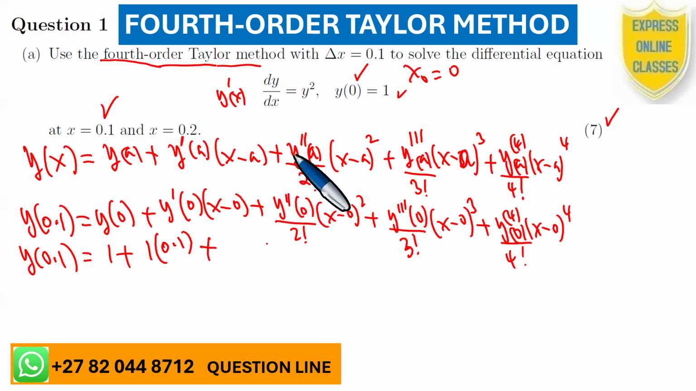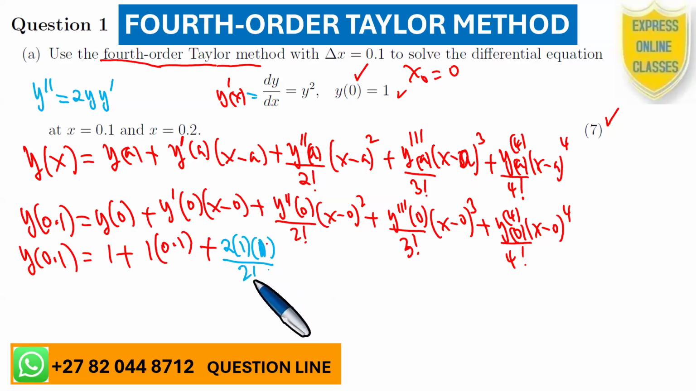Now you're going to have y double primed. Y double primed means that we're just practicing with this one. It's not a very difficult one, but it's for mastery of this. So y primed is this. So for y double primed, you find the derivative of this, which is 2y y primed. So y double primed is going to be 2 times y0, which is 1, times y primed at 0, which is 1. You divide by 2 factorial, and then there's 0.1.